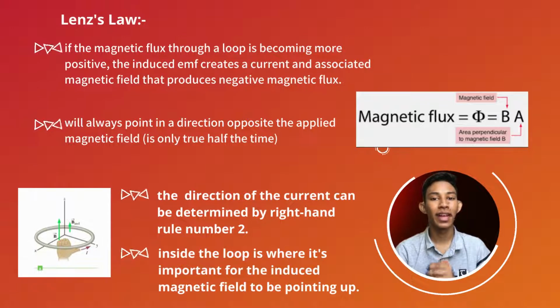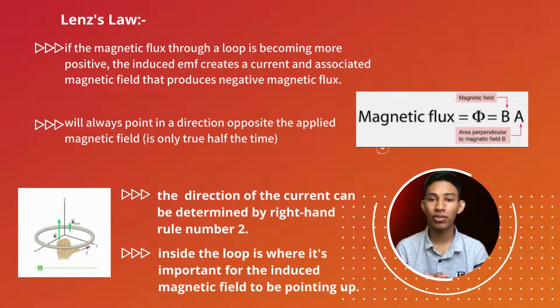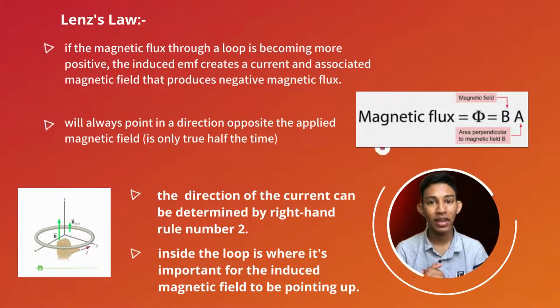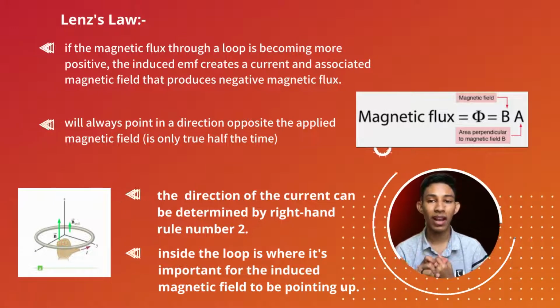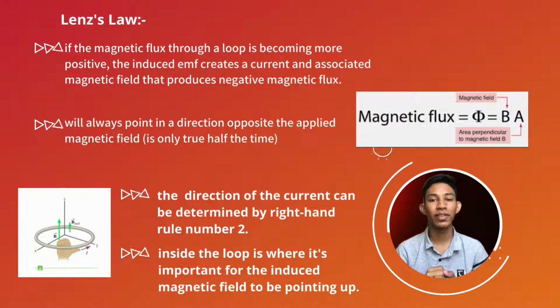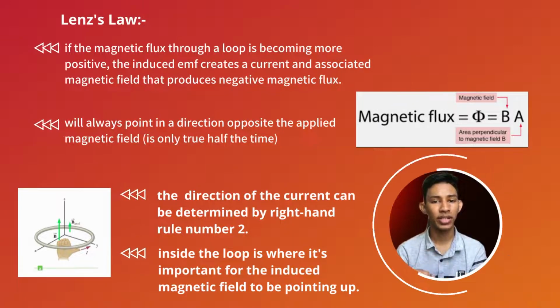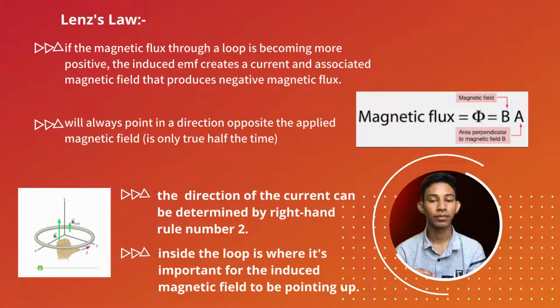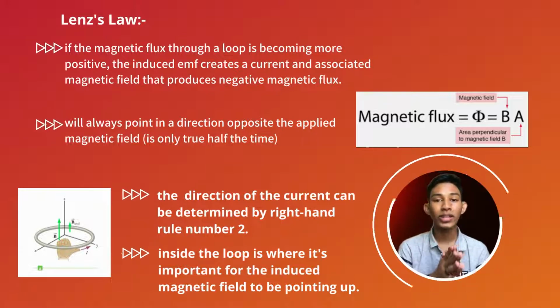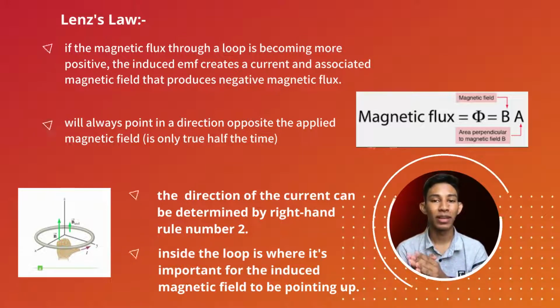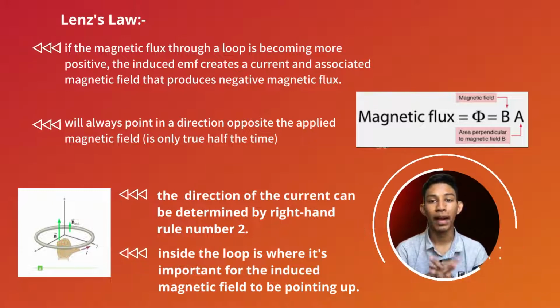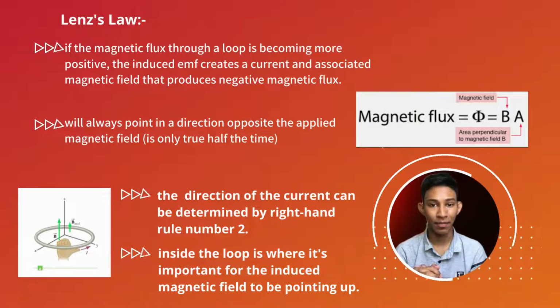Lenz's law states that if the magnetic flux through a loop is becoming more positive, the induced EMF creates a current and associated magnetic field that produce negative magnetic flux. Some mistakenly think this countermagnetic field created by the induced current will always point in the direction opposite the applied magnetic field, but that is only true half the time.